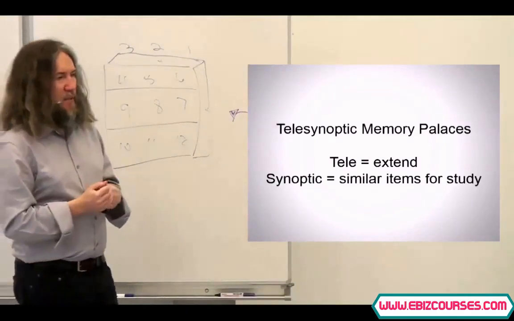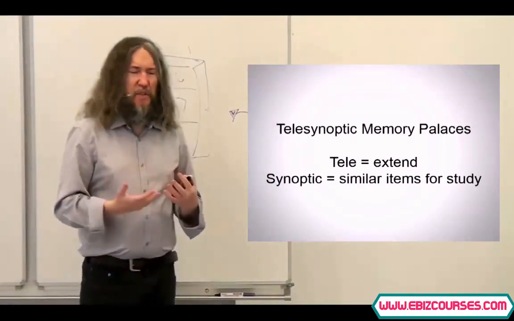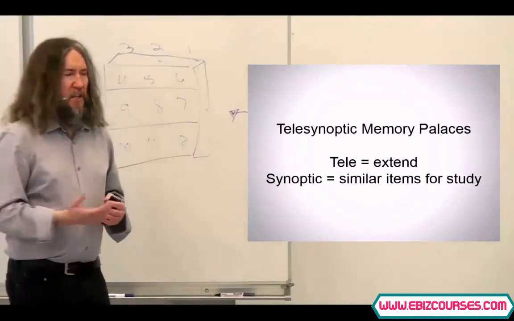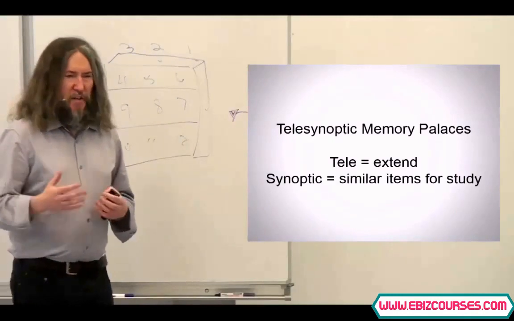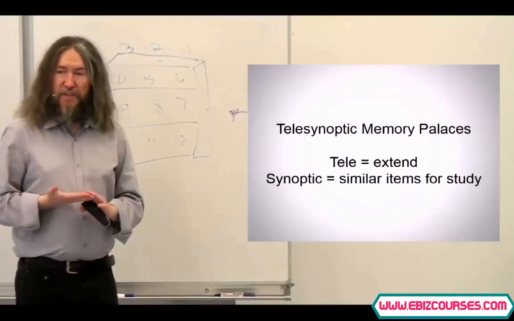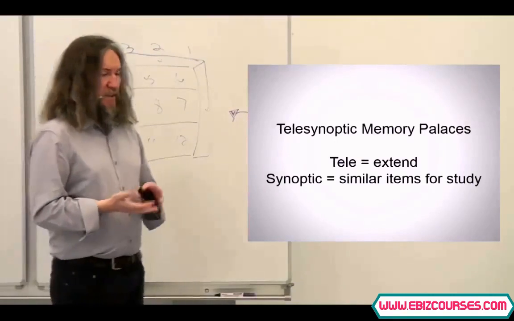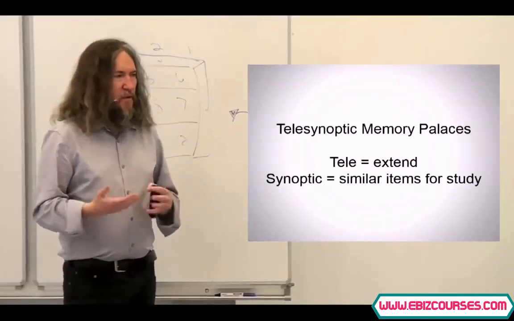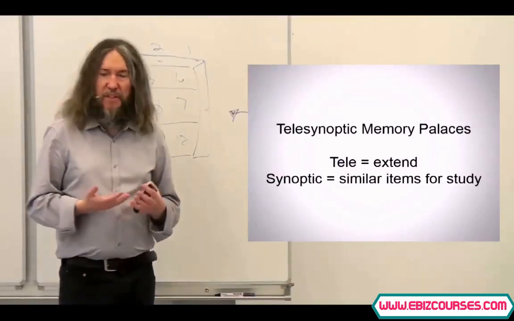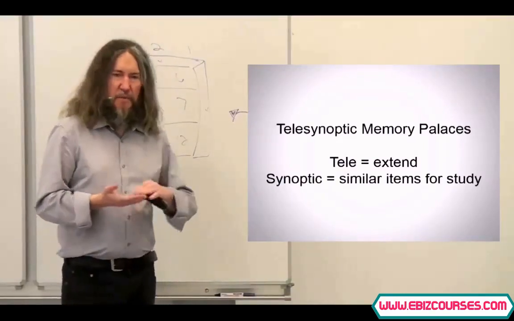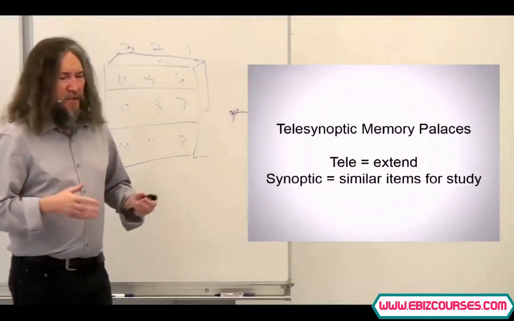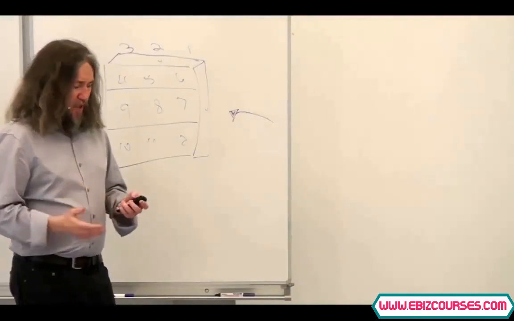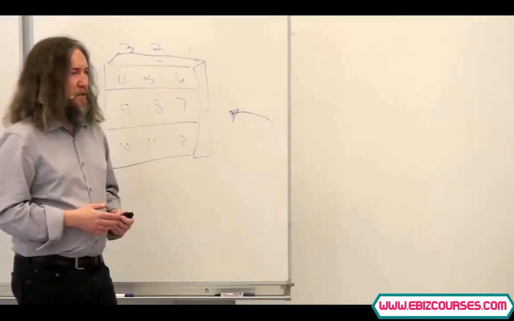And synoptic means really gathering together similar items for study or for interpretation. So the synoptic gospels, for instance, in the Bible are called the synoptic gospels because they're essentially four versions of the same story. But they're very different, right? Different things happen in the stories even though they're essentially the same story. So they're called the synoptic gospels for that reason. We can see the differences even though they're the same. And so telesynoptic is bringing this together, and I want to explain how that works.